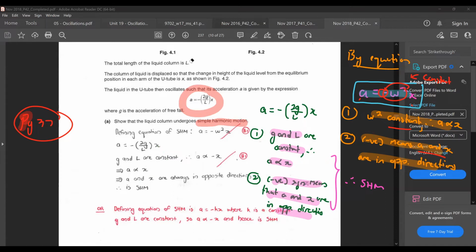What I've written in the worked solutions here is actually kind of the same, but I don't think it's as straightforward as what I just wrote on the screen here.